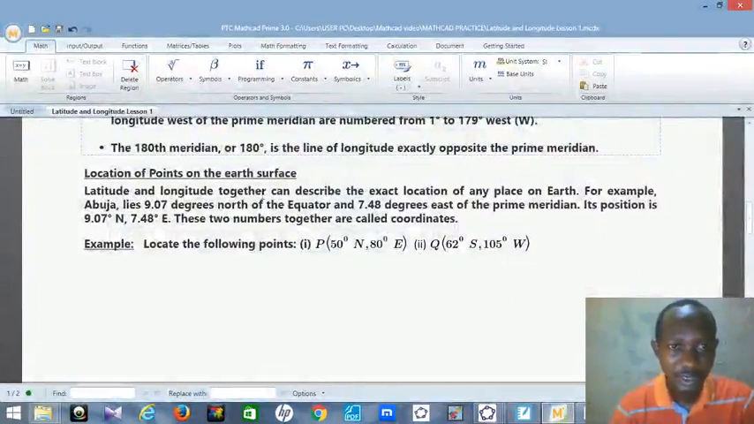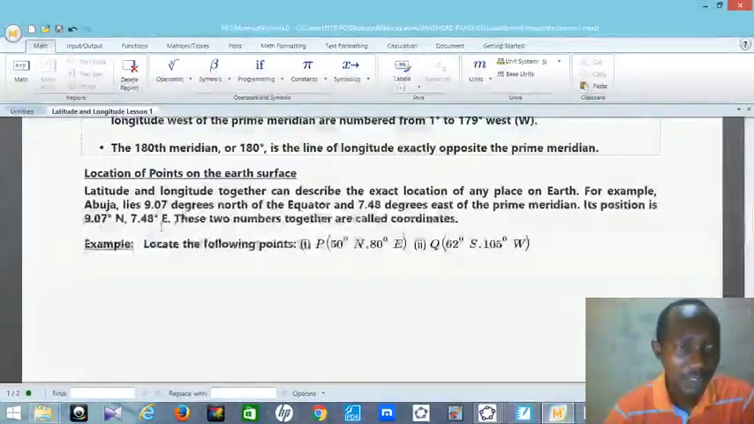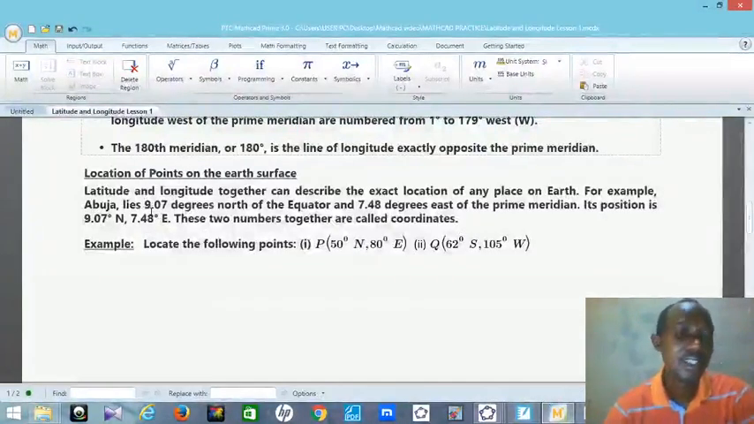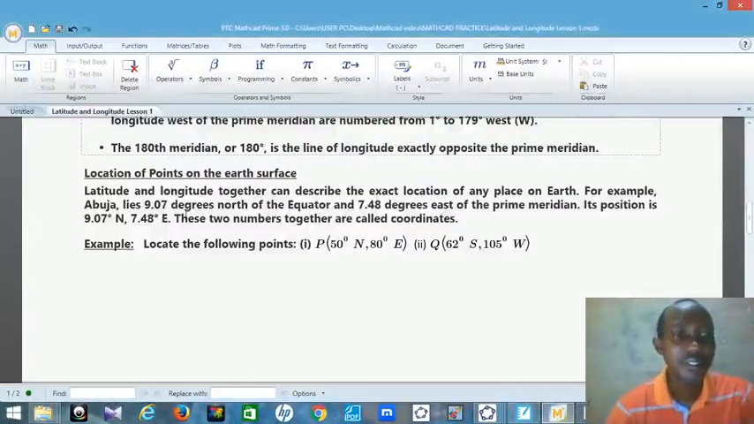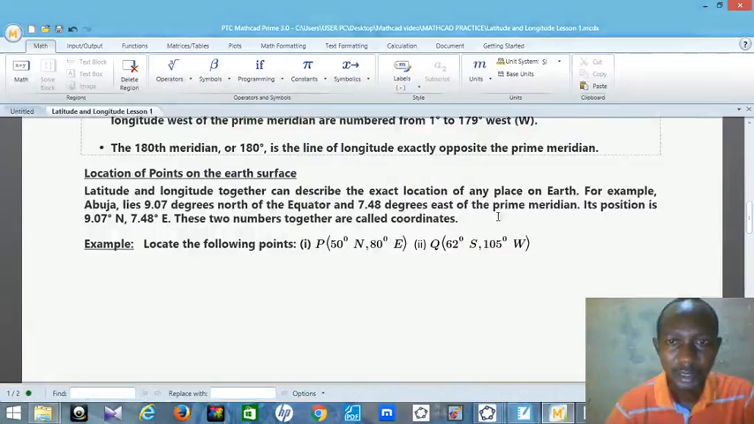We say latitude and longitude together can describe the exact location of any place on the earth. For example, let's say you are looking for Abuja, and from our research we discovered that Abuja lies at 9.07° north of the equator, which is above the equator towards the north, then 7.48° east of the prime meridian. That is the prime meridian. Now you move right towards the east, then its position is this.